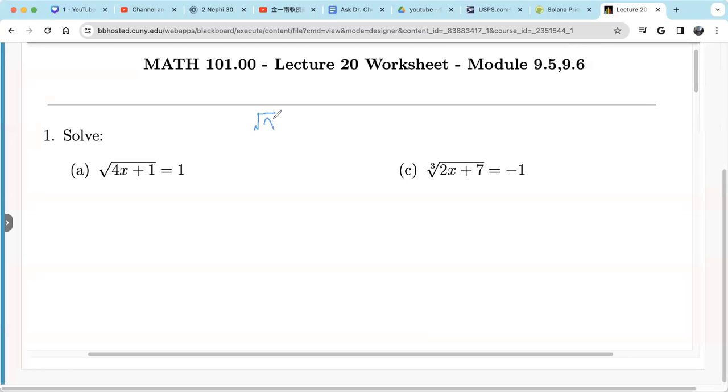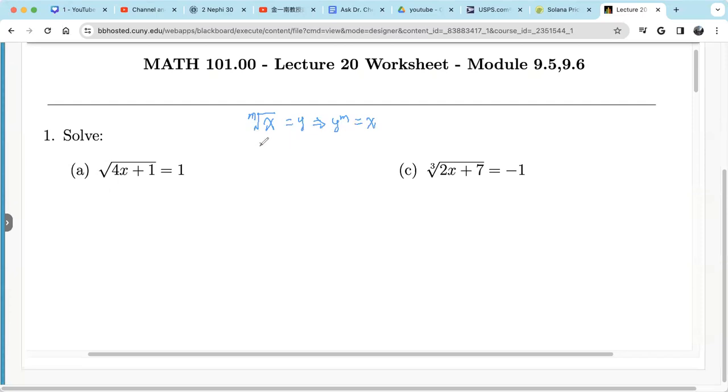So if we have the m-th root of x, first let's understand what this means. Let's say this equals y. Equivalently, y raised to the power m equals x. So we call this the m-th root of x, and m is called the index.